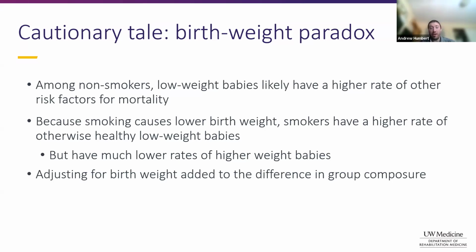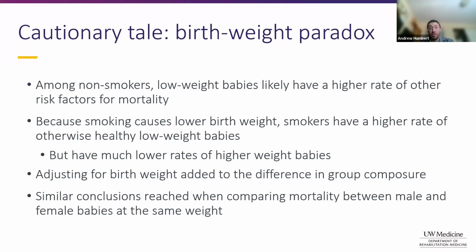So by trying to adjust for birth weight and compare only low weight babies, we've actually added a difference to the group composition. We now know, or at least the theory is, that non-smokers' low weight babies have a lot more other risk factors for mortality than smokers'. Again, because smoking is inducing lower birth weights, it's moving essentially healthy kids into that low birth weight category when really, if they were non-smokers, they would have been in the higher group. So we now have a sicker population in the non-smoking group compared to a healthier population in the smoking group amongst the lower birth weights. So by trying to adjust for birth weight, we actually introduced a greater difference between these two groups.